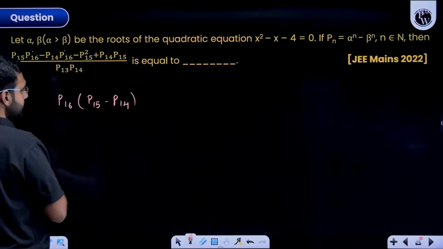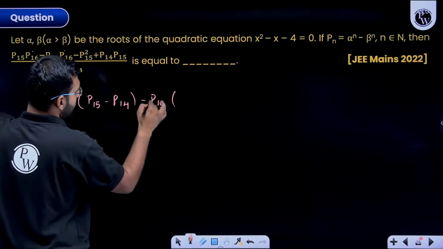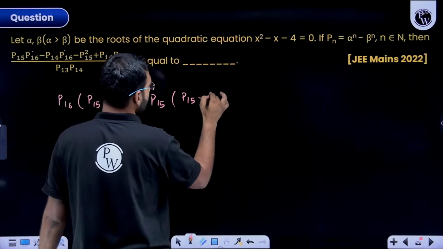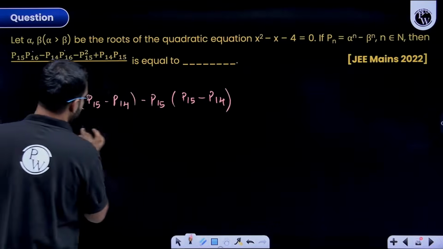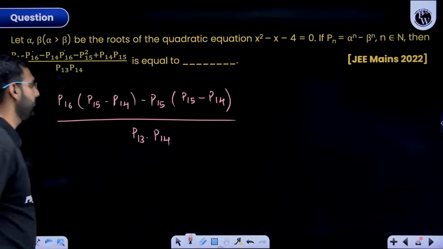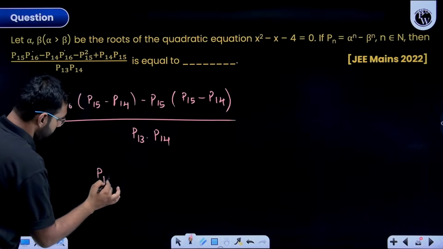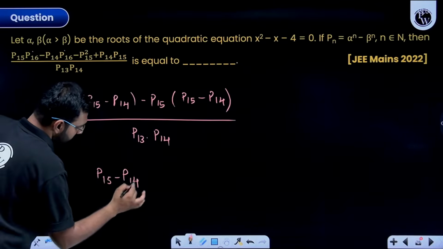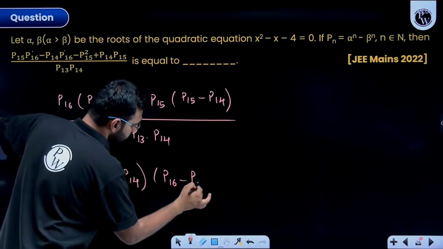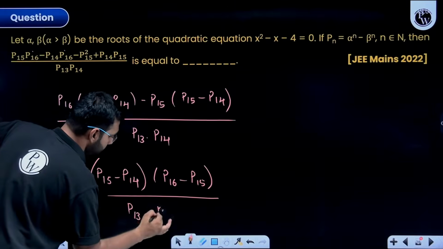And here, let's say I'm taking minus P15 common, then I'll be left with P15 minus P14. Are you comfortable with this? And in the denominator, we have P13 into P14. Of course, P15 minus P14 can be taken common. So here it will be P15 minus P14 into P16 minus P15 whole divided by P13 into P14.